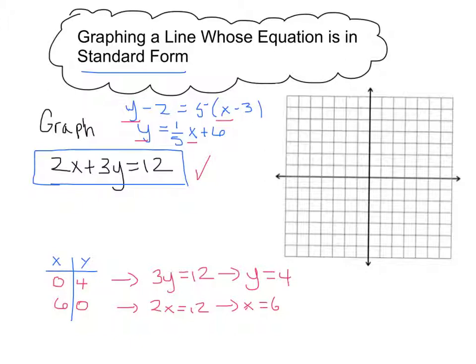and plotting those points, (0, 4) and (6, 0). And then using this idea of slope to get more points. So the slope between these 2 points, if I go to the graph, would be down 4, and right 6, which can be reduced to negative 2 divided by 3.